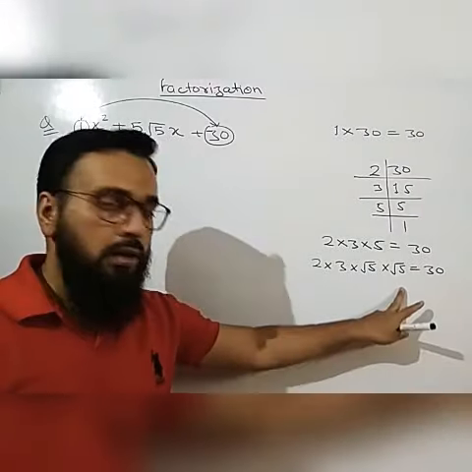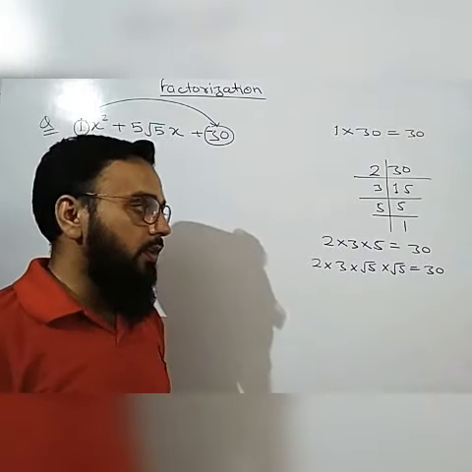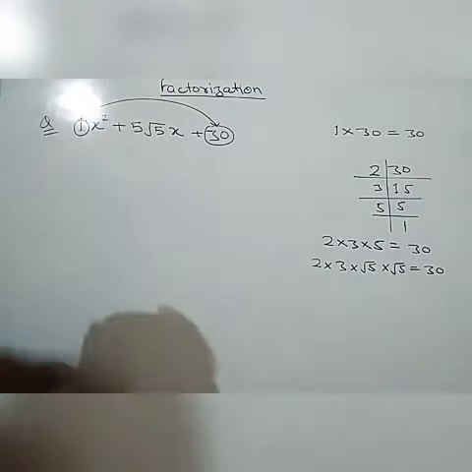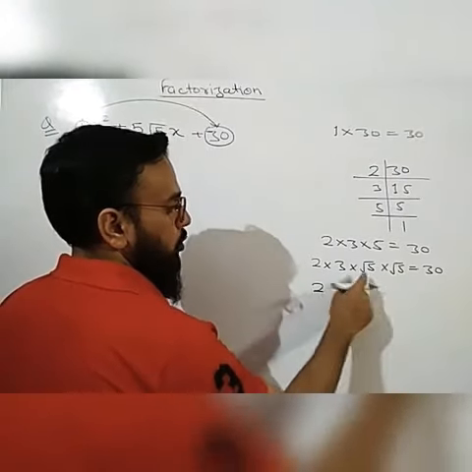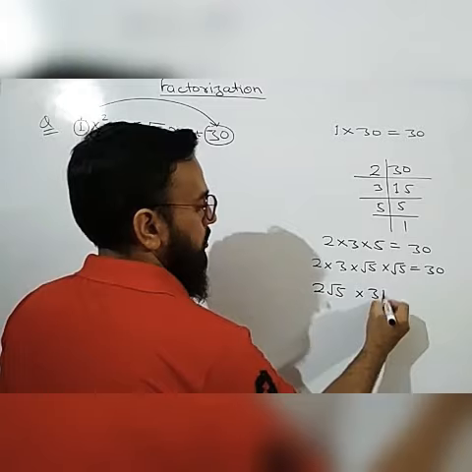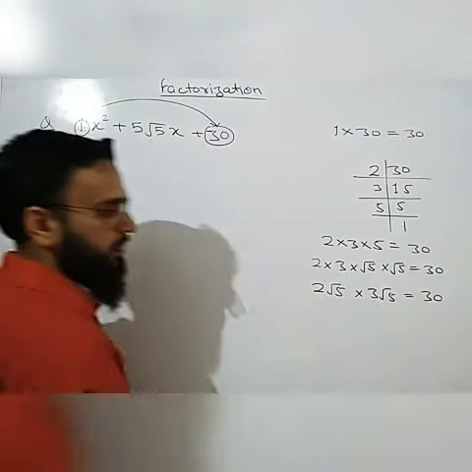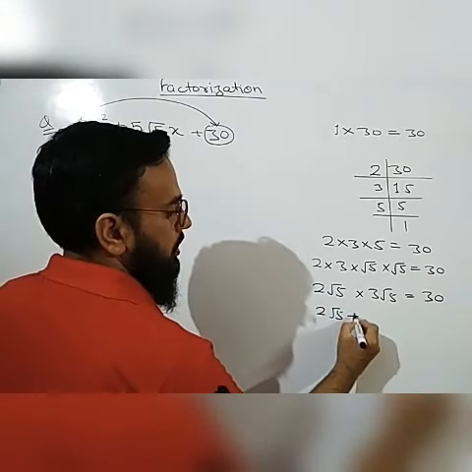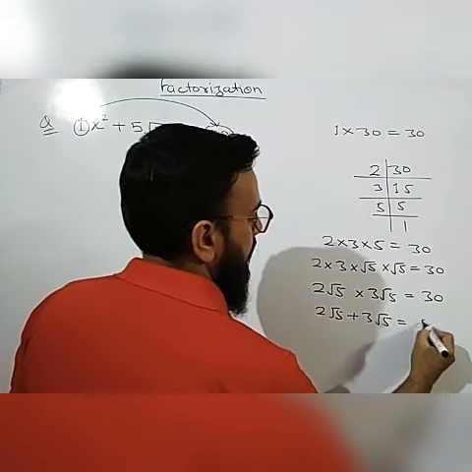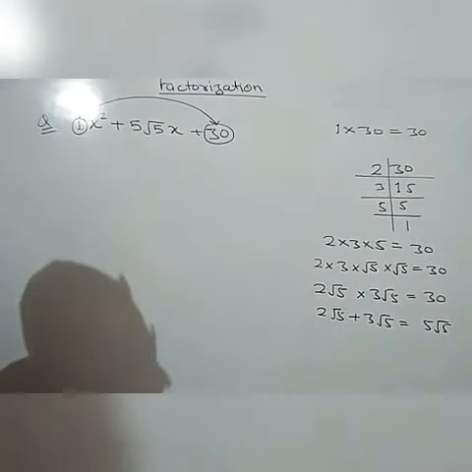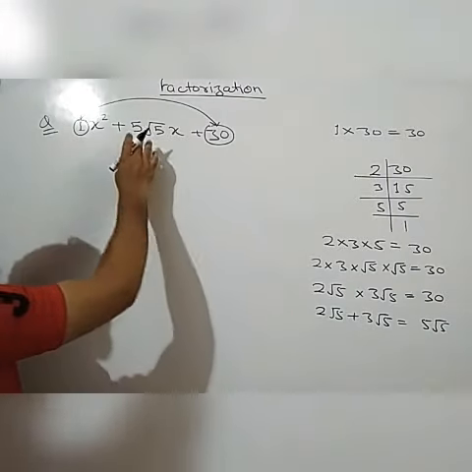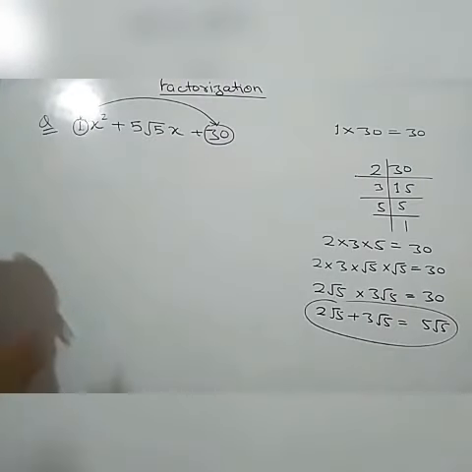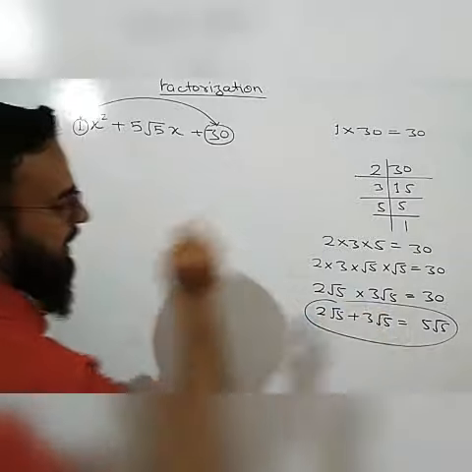Now these are four numbers, but we have to obtain only two numbers. So what can be those two numbers whose multiplication is 30 and whose addition is 5 root 5? If we write it as 2 into root 5, that is 2 root 5, into 3 root 5, it will be equal to 30. And what will be the sum of these two numbers? 2 root 5 plus 3 root 5 will be equal to 5 root 5. Okay, so we got the numbers. We can convert 5 root 5 in terms of 2 root 5 plus 3 root 5. So in the place of 5 root 5, we will write 2 root 5 plus 3 root 5.